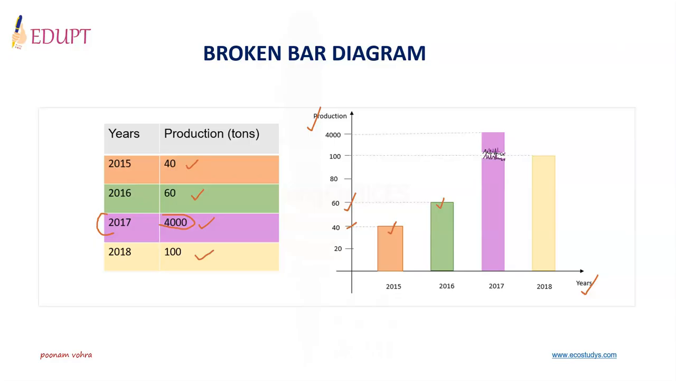2017, the maximum value taken is 100 tons. So the first portion of the bar is still 100, and then you need to show a break in between, and then one can have another part of the bar which represent the value which is given here, which is 4,000 in this case. And the last bar is 100 tons as shown by the scale taken.